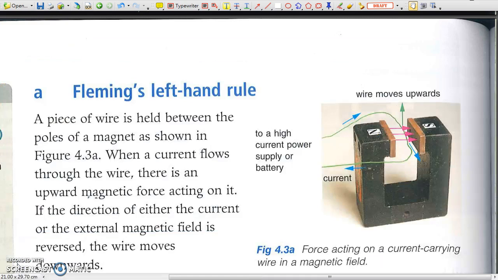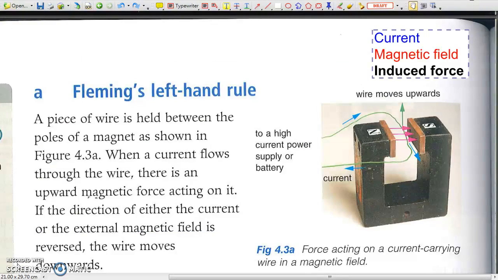In the school laboratory, we may also demonstrate their relationship using a simple setup as shown. In this case, when the magnetic field points to the right and current flows in this direction, then the induced force will be upward.